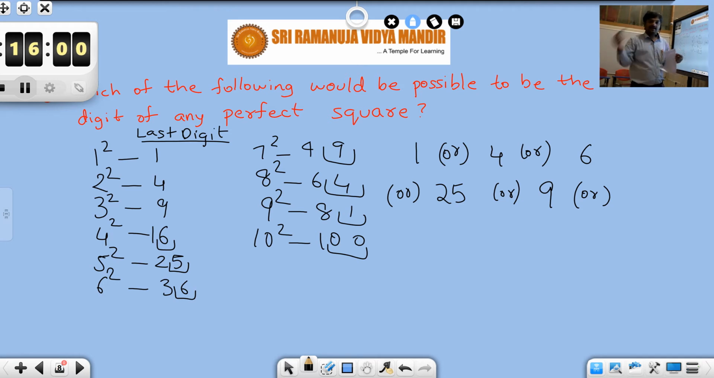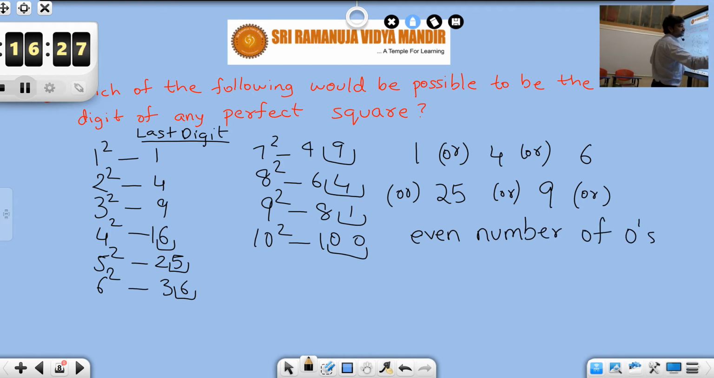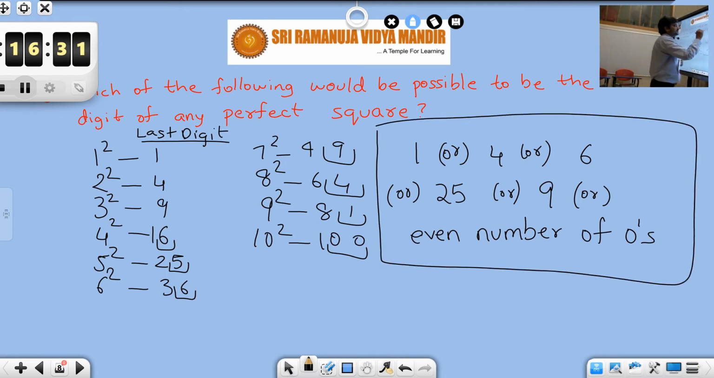If it is 10 square, 100. 100 square, 10,000. So 2 zeros, 4 zeros in the square. 3 zeros, 6 zeros. So if you look at that, the number of zeros in the perfect square would be double the number of zeros in the number. So we will be getting an even number of zeros. Students, this property is very, very important.